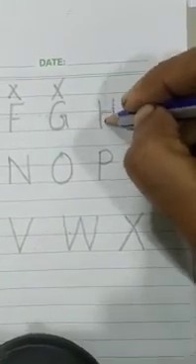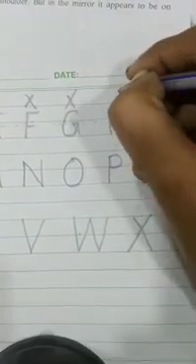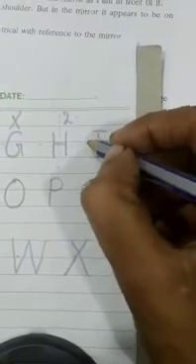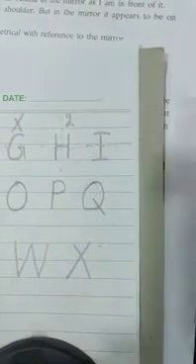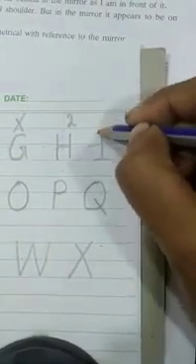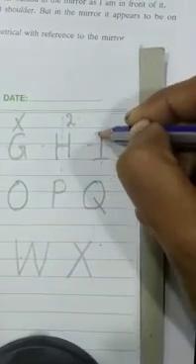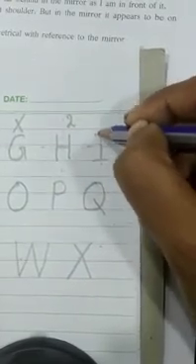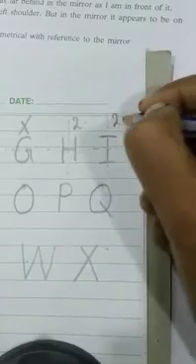Now H, yes, I can do. This way I can divide, and if I do this way also, it will be divided, so this is having 2 axes of symmetry. Now I, yes, I can draw this way, and if I draw this way also, it will be symmetric. Okay, so this is also having 2. H and I are having 2 axes of symmetry.